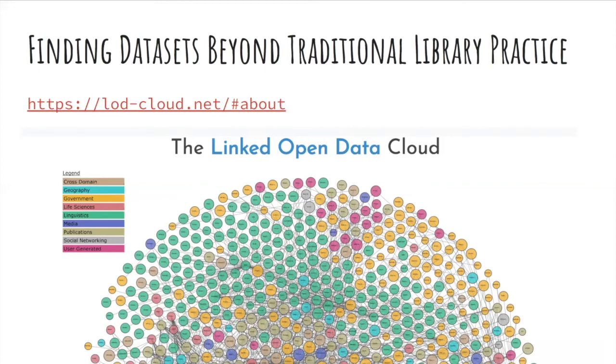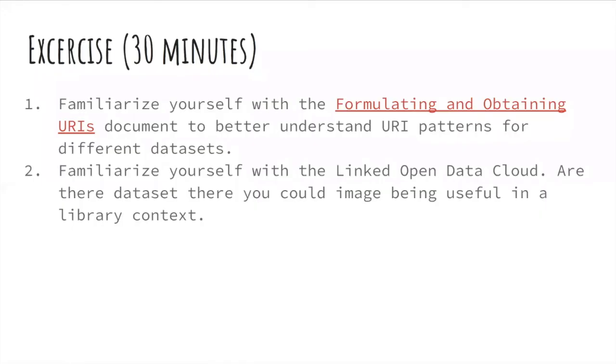From the UI of the site, you can filter by discipline and subclouds. So if there was a particular disciplinary area that you wanted to see if there were existing data sets on the Linked Open Data Cloud, you can filter down by those.